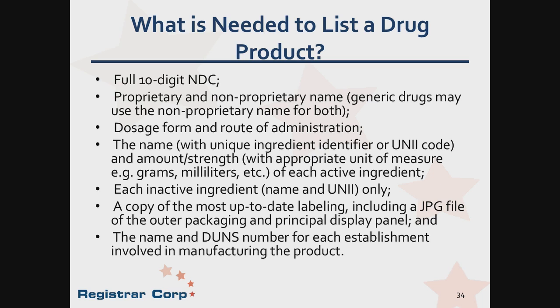The proprietary name and established name must be provided. Dosage form and route of administration is required for the finished dosage form. Each active ingredient and corresponding strength must be provided. Inactive ingredients are also required. And note that the inactives can be marked confidential if needed. A copy of the most up-to-date labeling of each package level, each manufacturer, repacker, relabeler, or any other business function that is involved in the manufacturing process must also be included in the SPL.